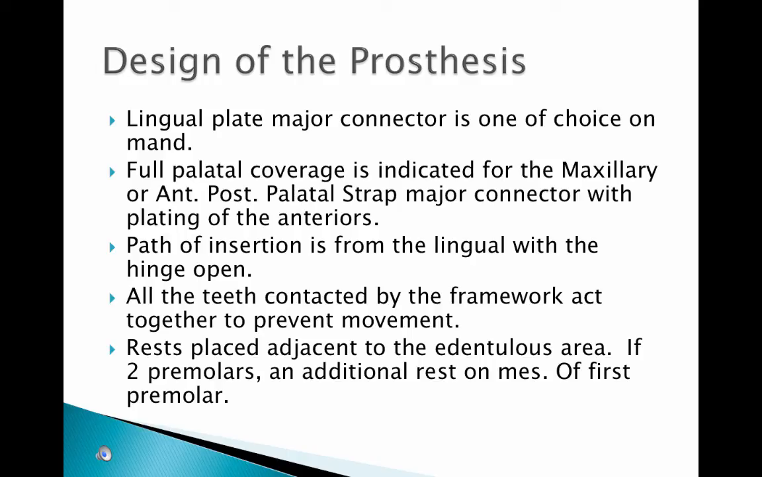All of the teeth have to be contacted by the framework, both anteriorly and on the lingual side of them, and they work together to prevent movement of the partial denture. Rests are usually placed adjacent to the edentulous areas, but if you have two premolars, an additional rest is placed on the mesial of the first premolar.